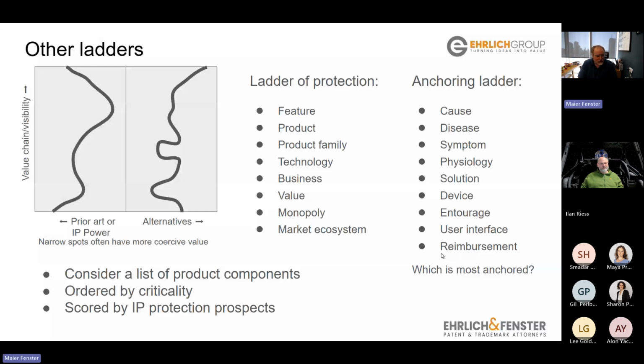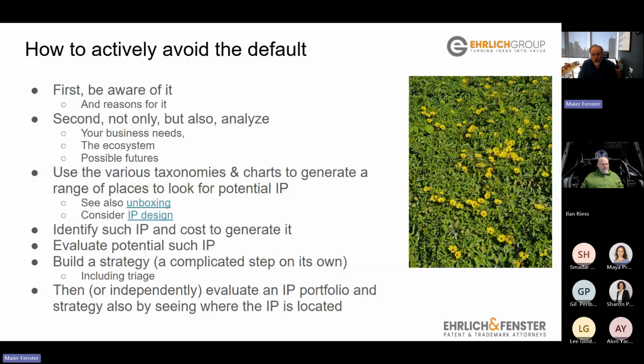To summarize what you should do when you wake up tomorrow morning, you want to avoid doing the default by default. It's okay to do the default, but don't do it by default. So first you should be aware of what default you have and what the reasons for the default are. Then, of course, you should look at your business needs, the ecosystem, and possible futures to understand what you need. Then you can use these taxonomies and charts that I gave you, or other ones, I have links, or whatever it is you want to invent, in order to help you generate a range of different possibilities of what the IP could be doing. Then you evaluate it, you build a strategy, and so on.